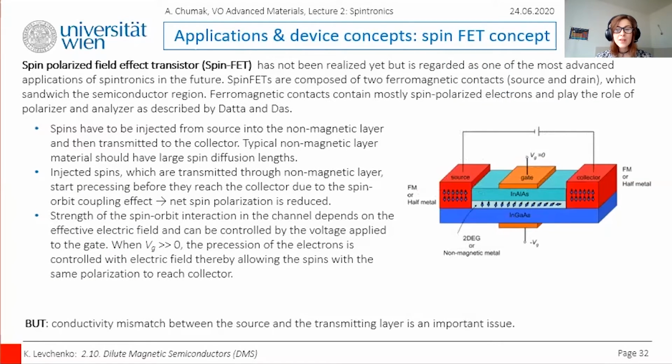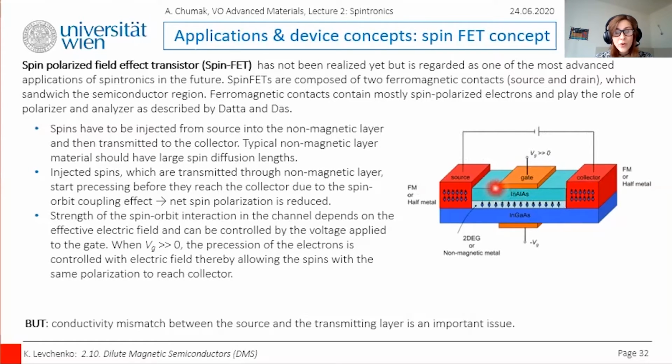It's an interesting concept, however, it's still not realized, but it's awaiting its time, and a lot of manufacturers are contributing to the development of this technology. So how does it look? Spin-FET is composed of two ferromagnetic contacts, source and drain, which are sandwiched by the semiconductor region. The ferromagnetic contacts contain mostly spin-polarized electrons, and they play the role of a polarizer and analyzer, as first described by Datta and Das in their impressive work.